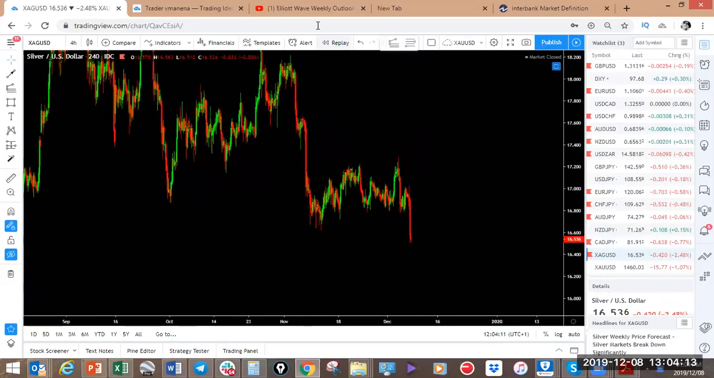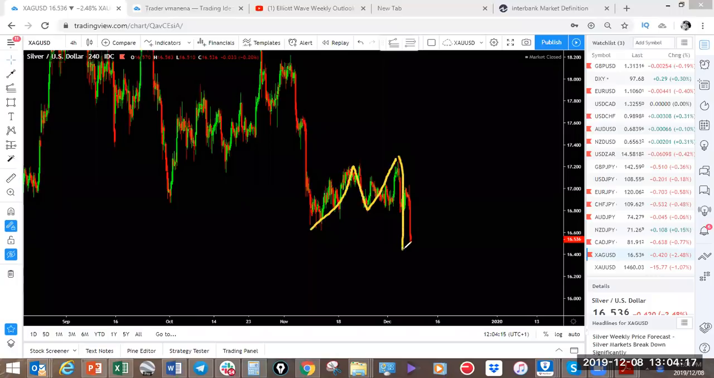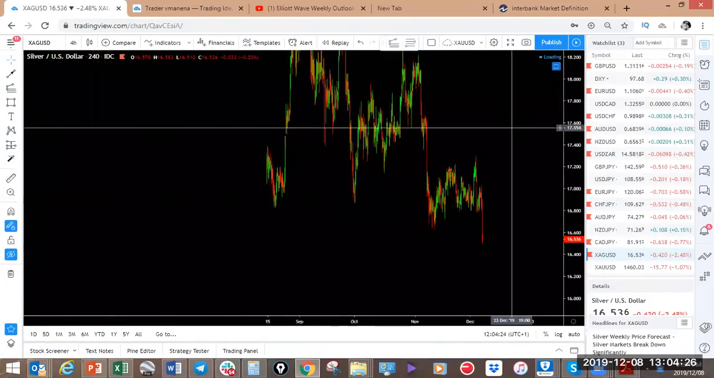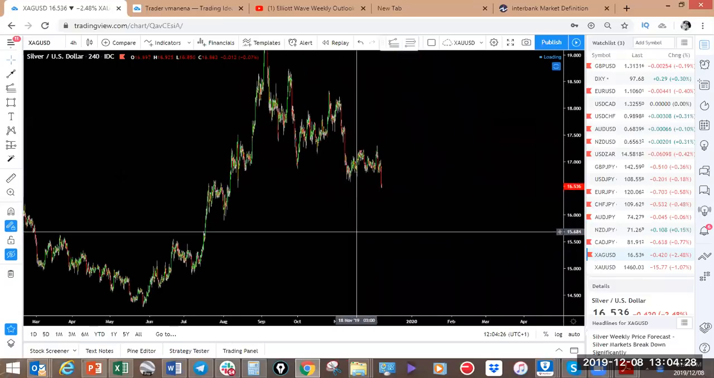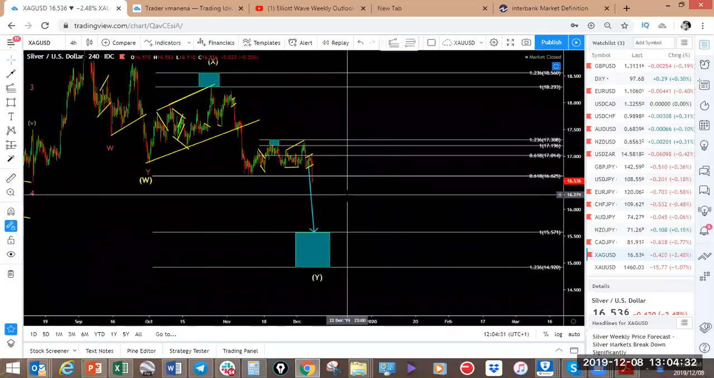I don't need to talk anymore about this. You saw what happened here. Silver, 1, 2, 3, and then we're coming down. Okay, expect, we've already broken here. Expect continuation to the downside all the way down to the blue box at around 1560. That's where the blue box is. Okay, so that's where it is heading.